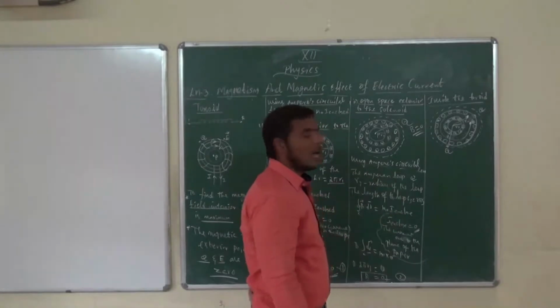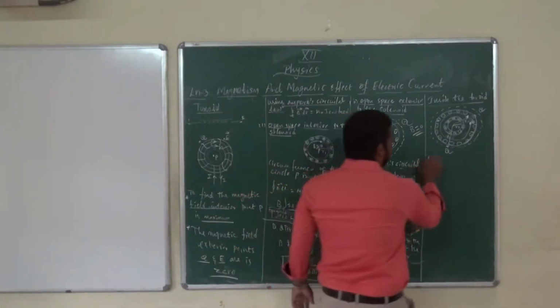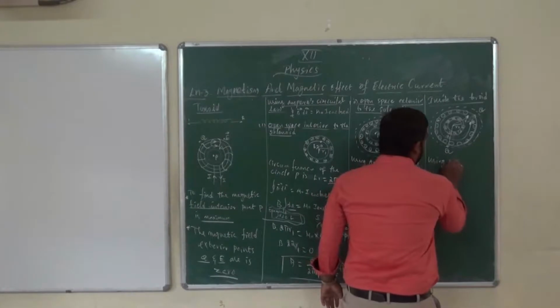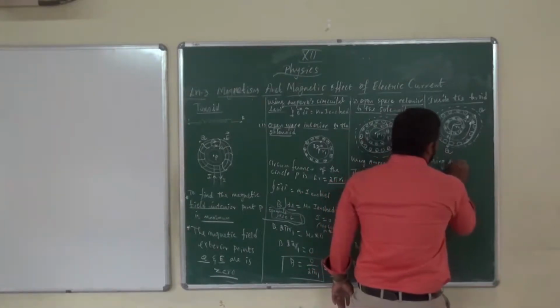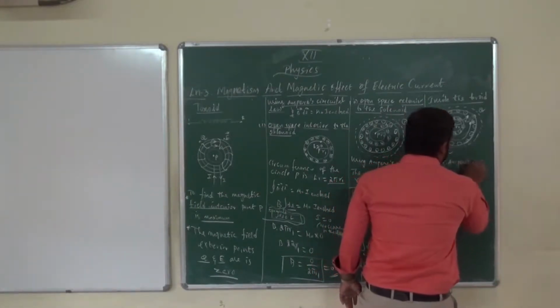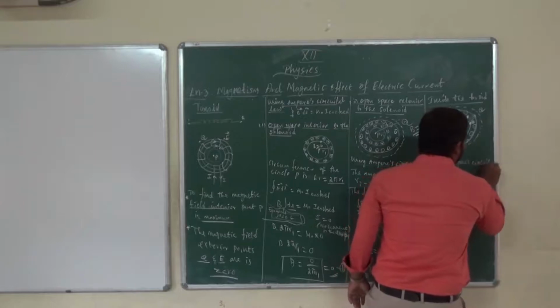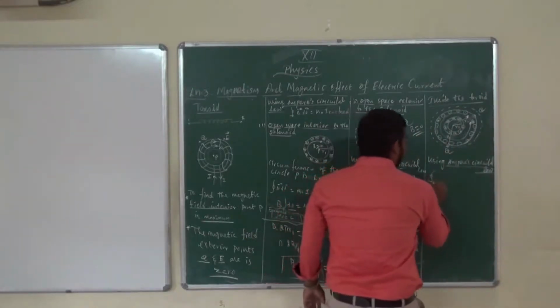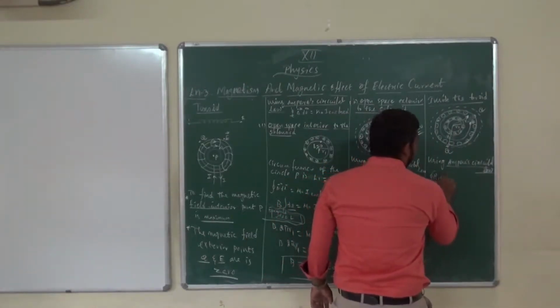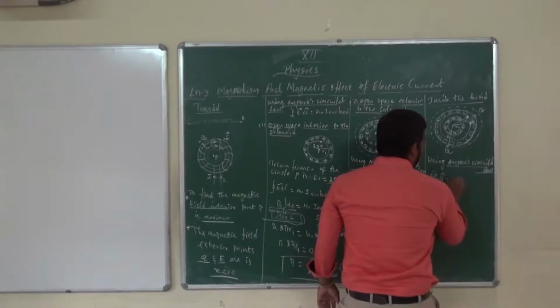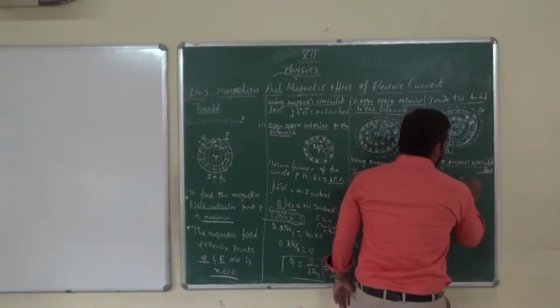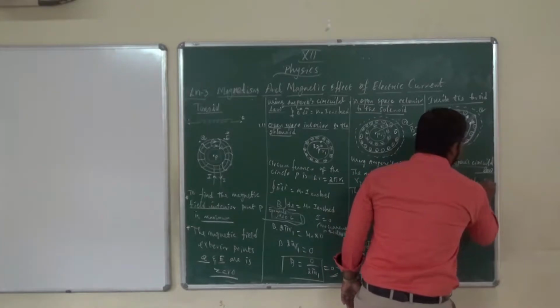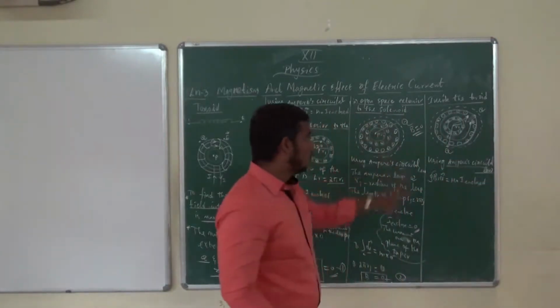Using Ampere's circuital law, we want to find the magnetic field. What is Ampere's circuital law? The closed line integral of B vector dot dl vector is equal to mu naught I enclosed. Isn't it? Here is the Ampere loop.